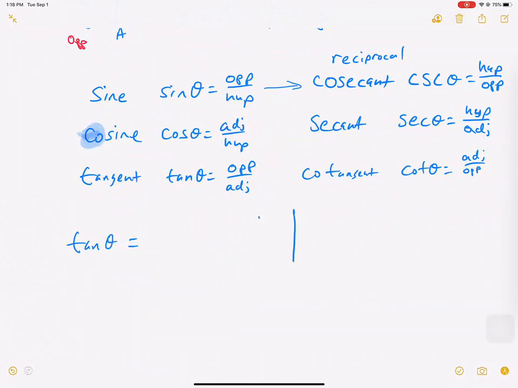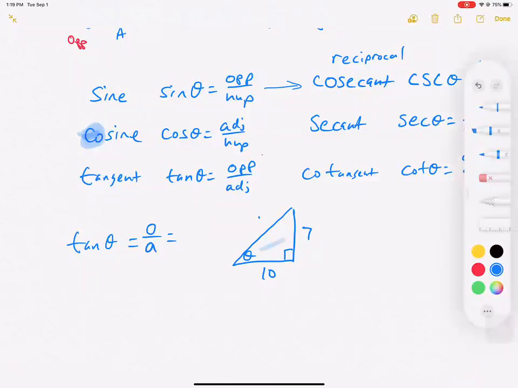Let me draw the triangle. Theta, and we'll say 7 and 10. So looking at theta, tangent is opposite over adjacent. The opposite side of theta would be 7, and the adjacent, which is right next to it, is going to be 10. So 7 over 10.